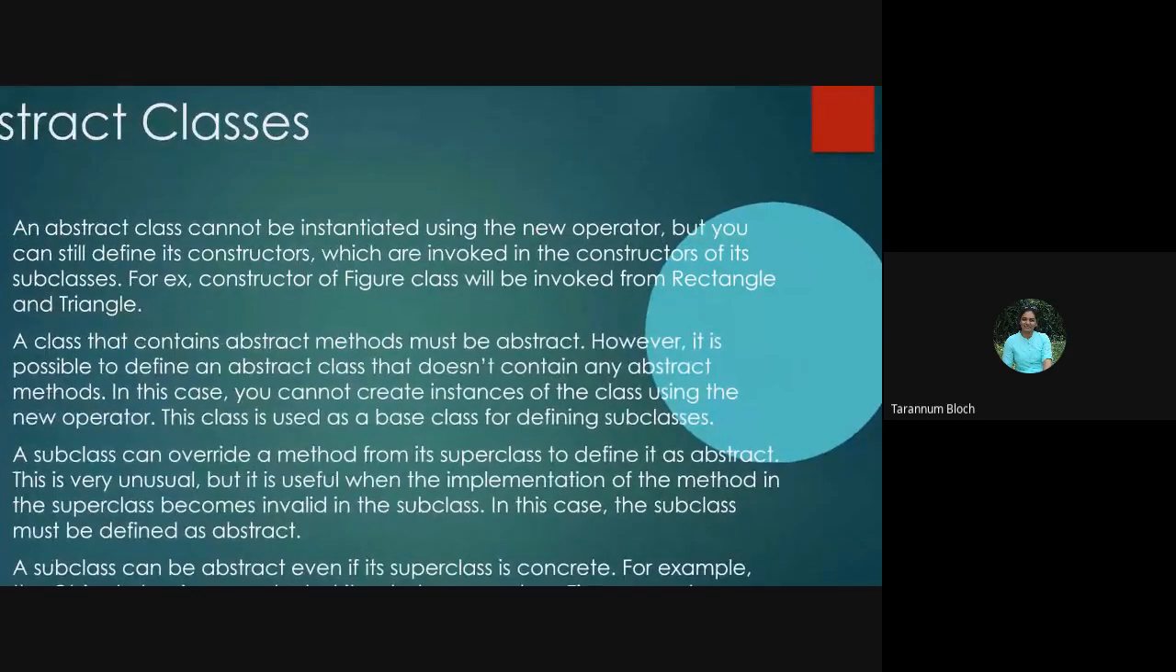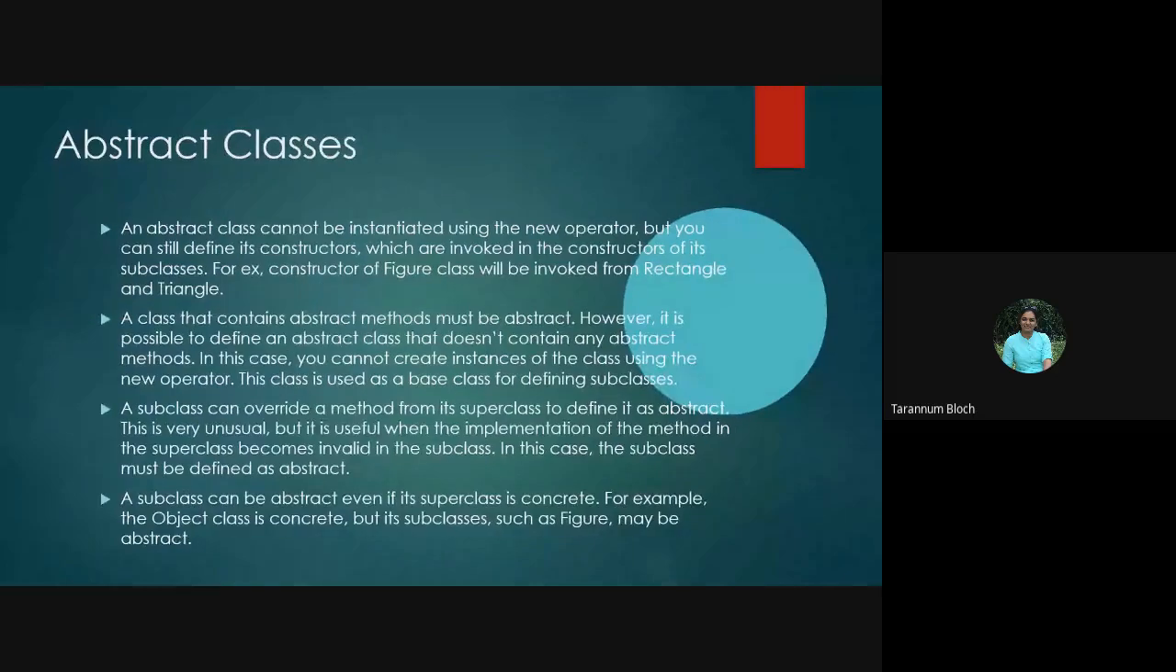We cannot use it with new, but you can still define its constructor, right? So what does it mean? You can't create the object, and that's why you cannot use it with the new operator, but you can create the constructor, which will be invoked in the subclass. Fine?